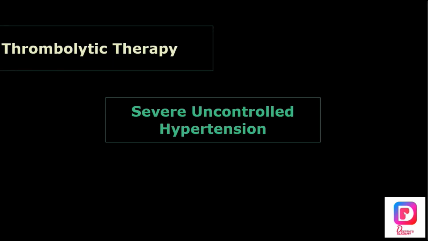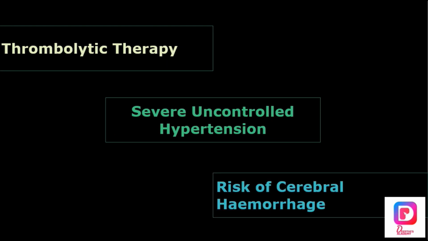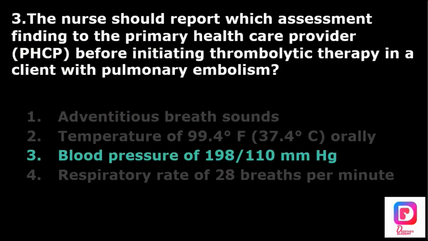Thrombolytic therapy is contraindicated in severe uncontrolled hypertension. It's because of the risk of cerebral hemorrhage. Therefore, the nurse should report the results of the blood pressure to the primary health care practitioner before initiating the therapy. So, the right answer is blood pressure of 198 by 110 millimeter of mercury.